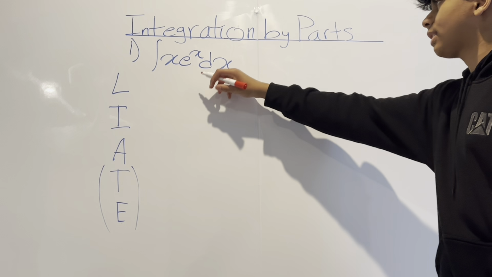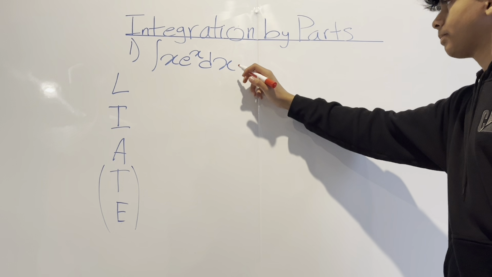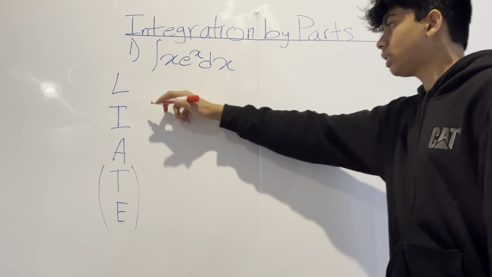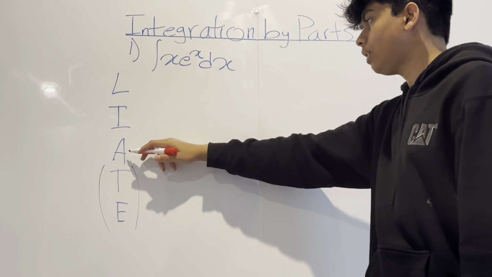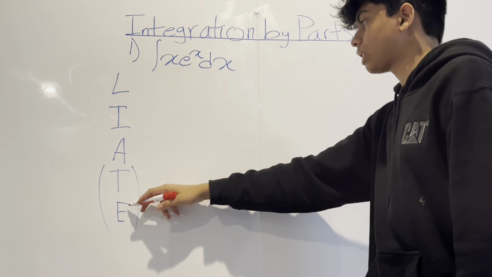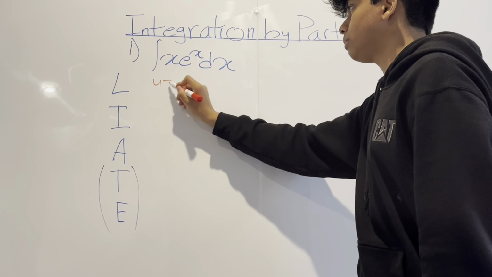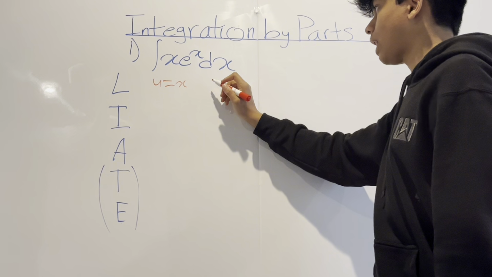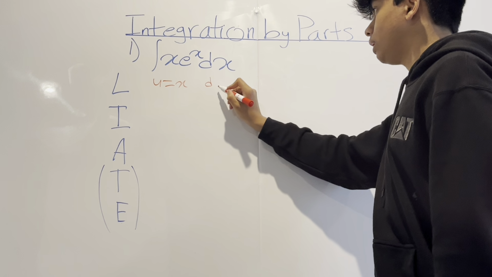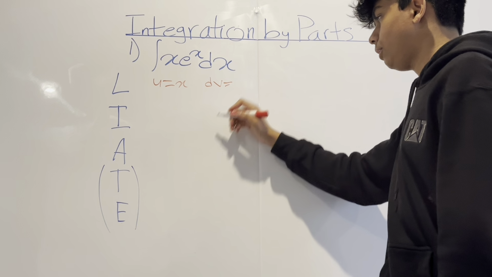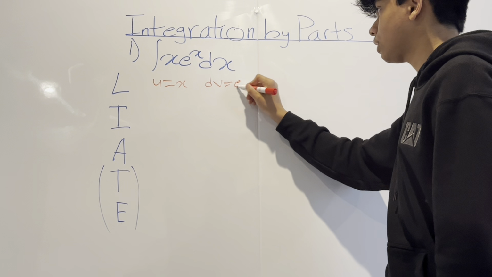Question 1, we have x e to the x dx. So we have an algebraic function and an exponential function. Let's see what comes first, and we see algebraic comes before exponential. So we're going to set our u to be x, and now we're going to set our dv equal to e to the x dx, because that's last. So e to the x.